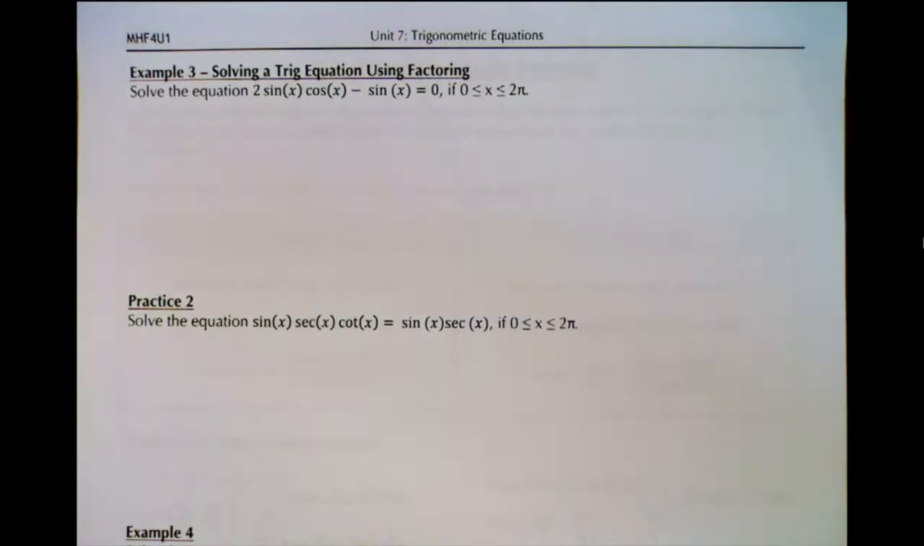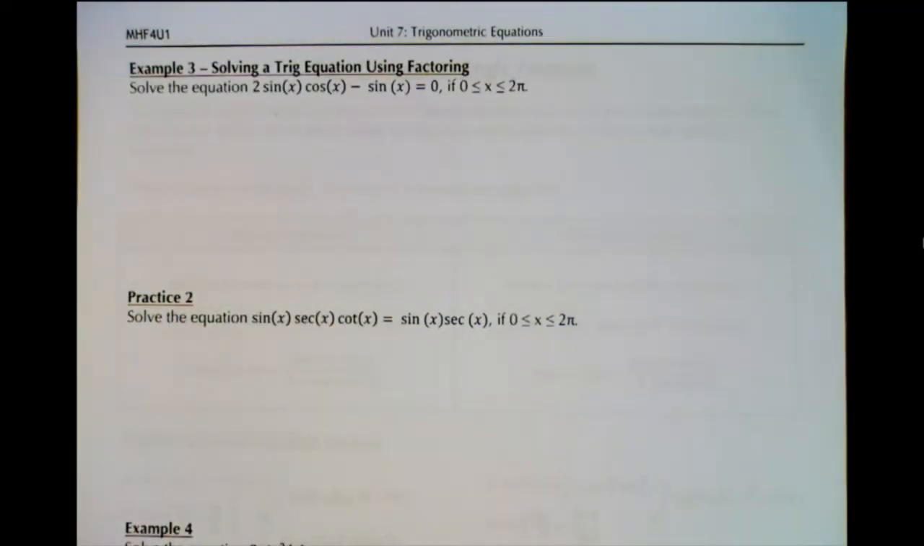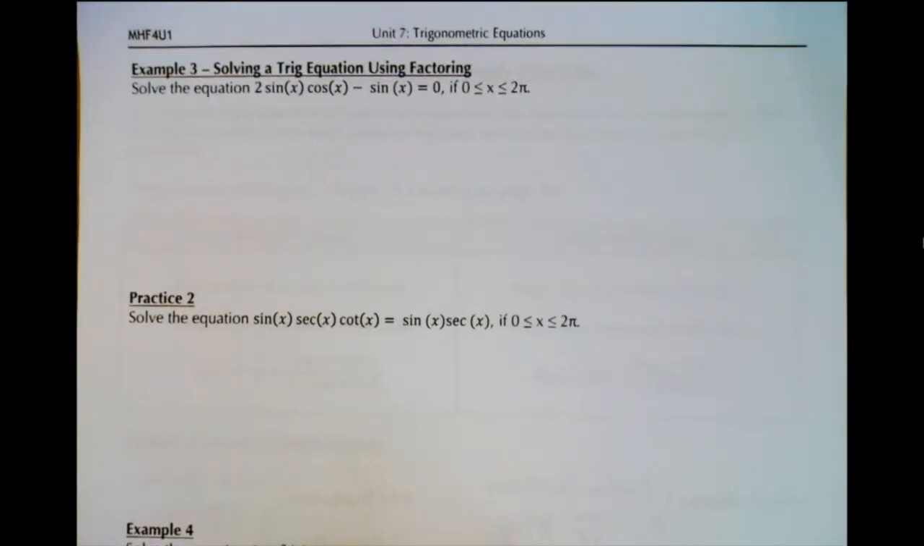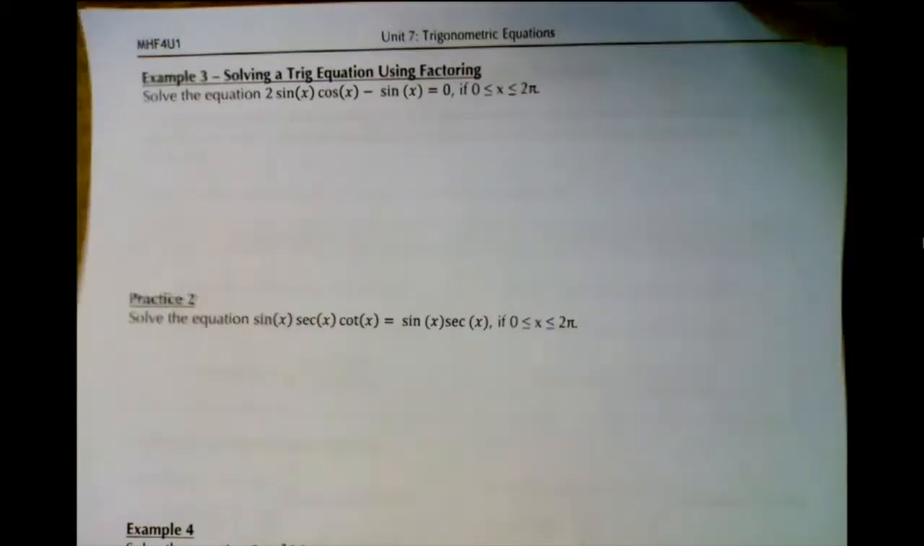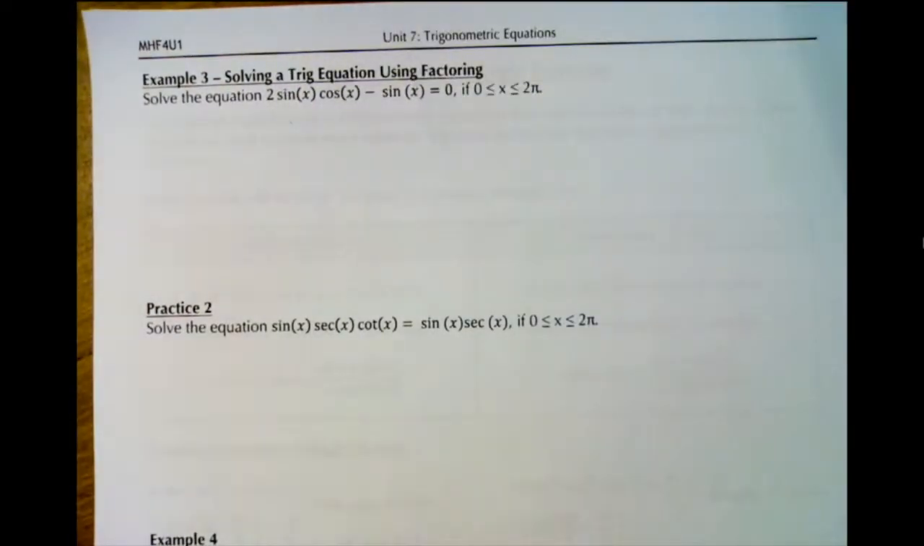So let's take a look at this one. Why is this quadratic? Well, sine and cos are both sinusoidal, and when you have sine times cos, you would have a squared function, which is quadratic by definition. So here we go. We have 2 sine x cos x minus sine x.